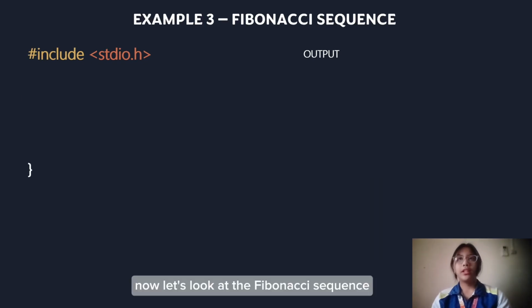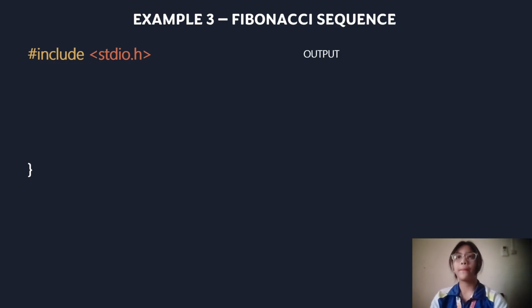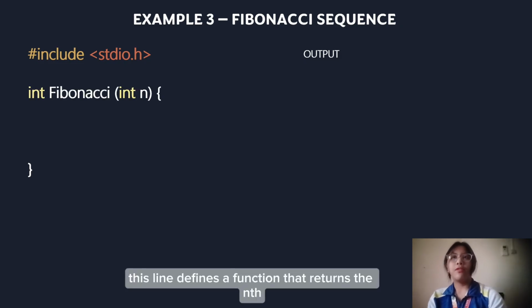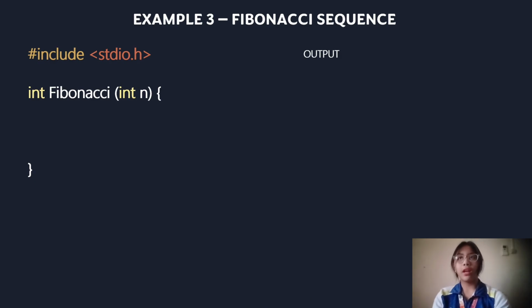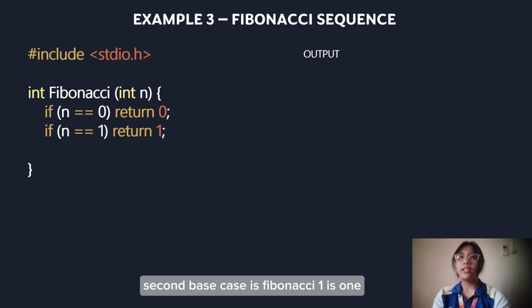Now let's look at the Fibonacci sequence, which is slightly more advanced because each function calls itself twice. This line defines a function that returns the nth Fibonacci number. First base case, Fibonacci 0 is 0. Second base case, Fibonacci 1 is 1.